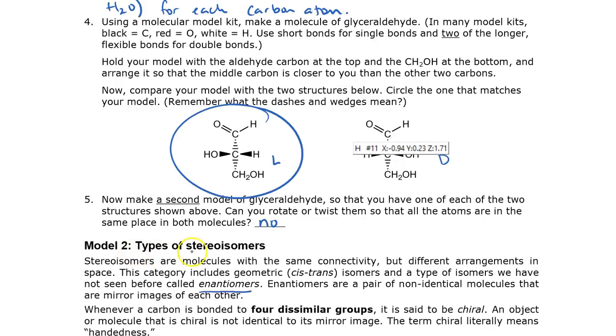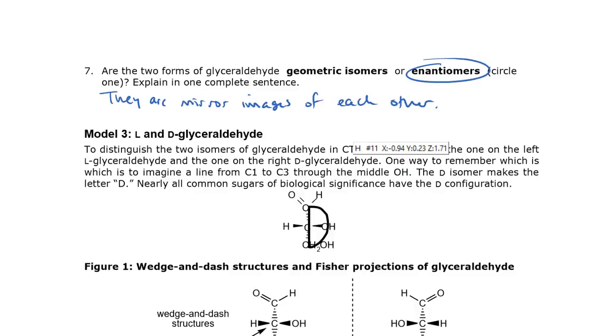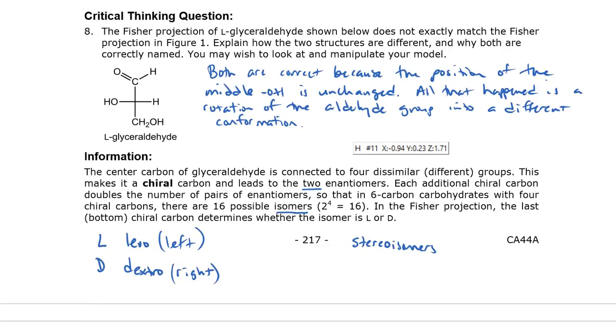Right, the title of Model 2 says types of stereoisomers. Depending on how many chiral carbons there are, each time you have another one, you multiply by 2. So if you have 4 chiral carbons, then you would have 2 to the 4th, which is 16 possible stereoisomers. The standard way of drawing them is to put the aldehyde, the most oxidized carbon, at the top, and then you look at the very last or bottom chiral carbon to determine whether it's L or D.